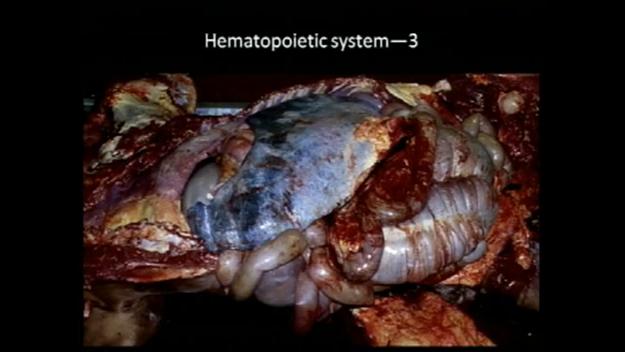Hematopoietic system, slide 3. The standout feature in this picture is massive splenomegaly. So the morphologic diagnosis is splenomegaly, really a big spleen, and that's about all that we can see in this slide. So then we just need to think of the things that cause diffuse splenomegaly.